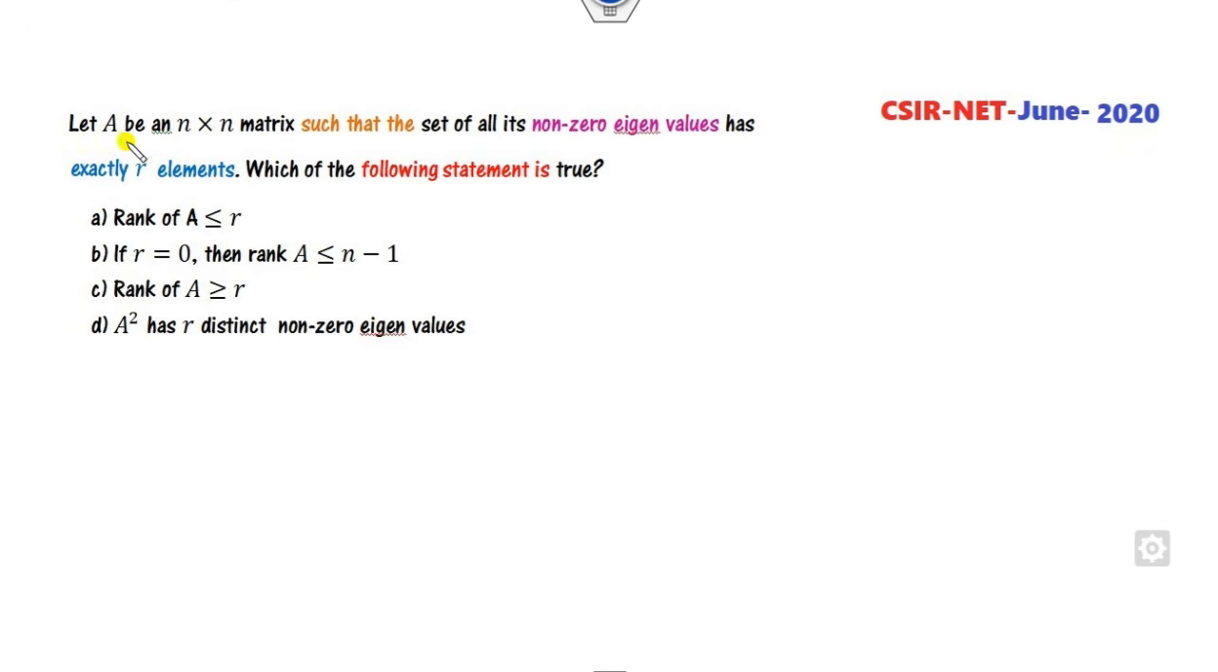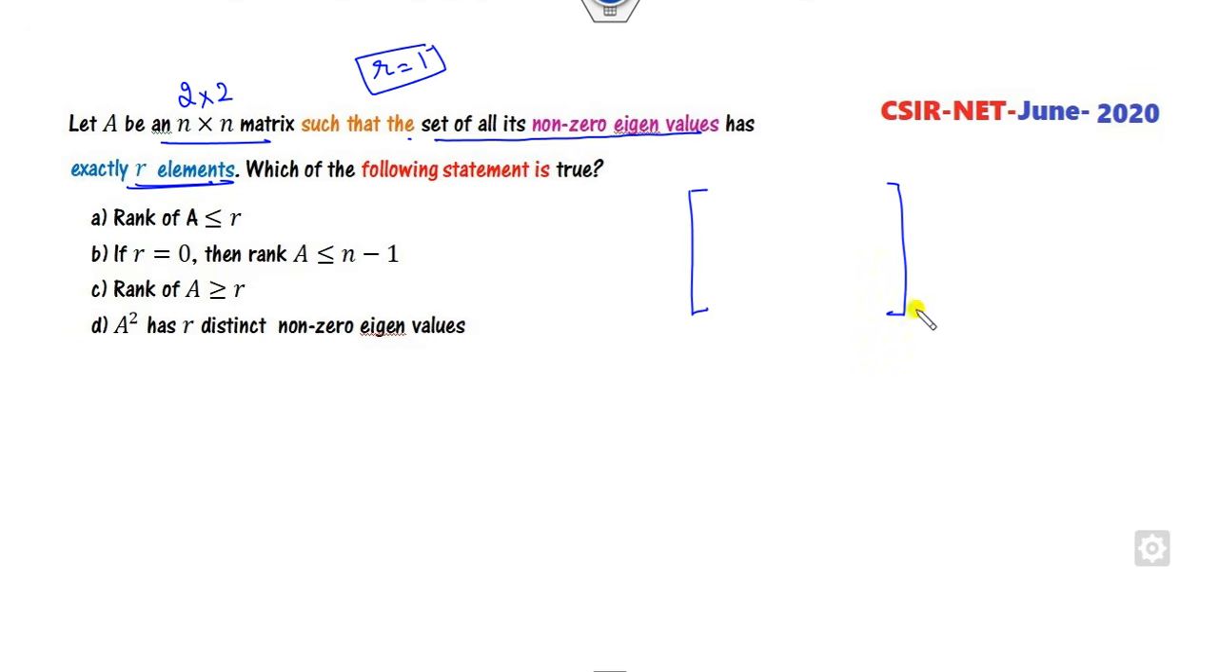Okay, again A is my n cross n, I consider it as a 2 cross 2, such that the set of all the non-zero eigenvalues has exactly R elements. What is the value of R? R can be anything, so R can be, I think, 1. What is the meaning of that? If I consider the 2 cross 2 matrix, the set of all the non-zero eigenvalues has exactly 1 element. So at least one value has a non-zero eigenvalue. Other values may be 0.